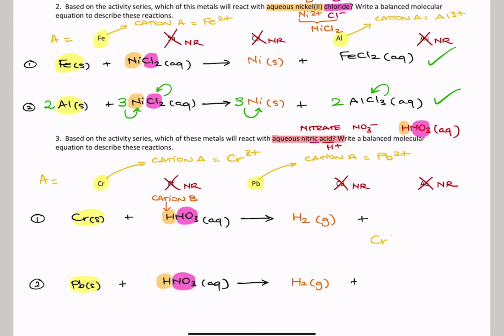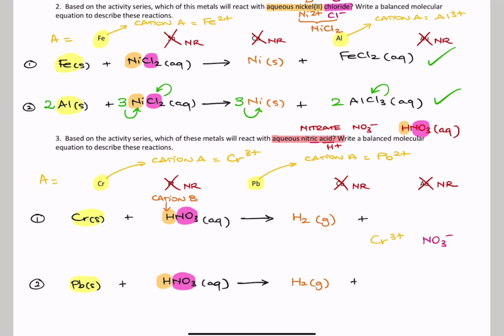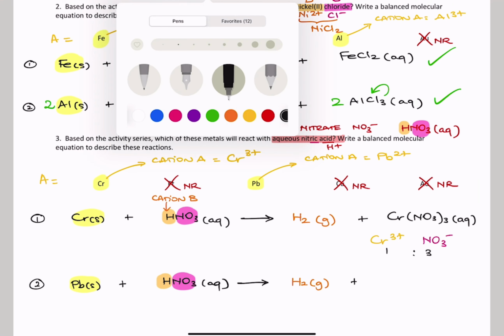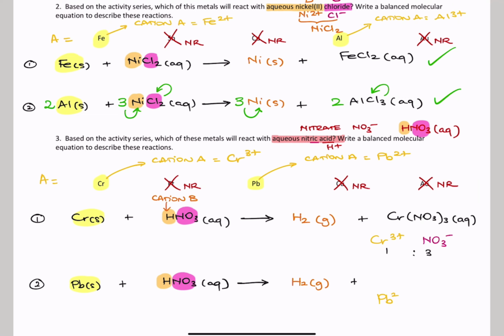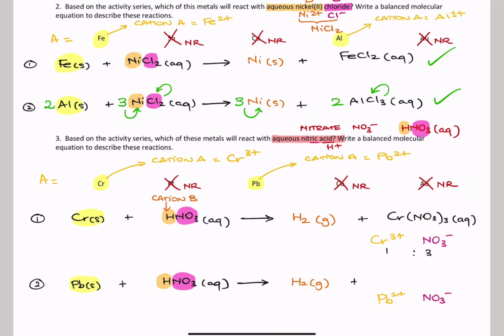So here we're going to combine Cr3 plus and NO3 minus in a 1:3 ratio to make a neutral compound. So Cr(NO3)3 aqueous is formed. For the second one, we're going to combine lead 2 with nitrate, and this time in a 1:2 ratio to get a neutral compound, Pb(NO3)2 aqueous will be formed.